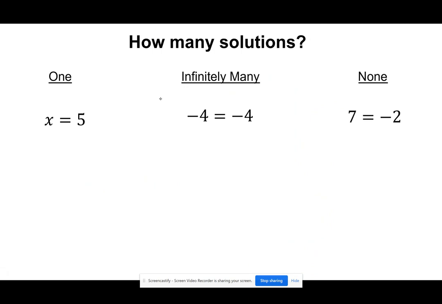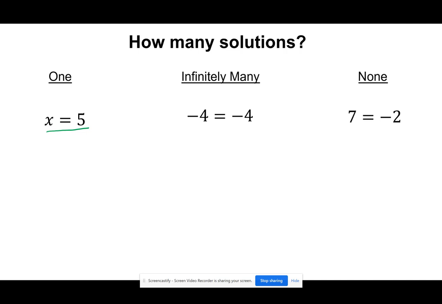All right, so now I want to talk about how many solutions. So if you get x equals, or a variable equals a number, for example, like this one here, when you get x equals 5, that means there's only one solution. That's the only number that's going to be able to work in that situation.